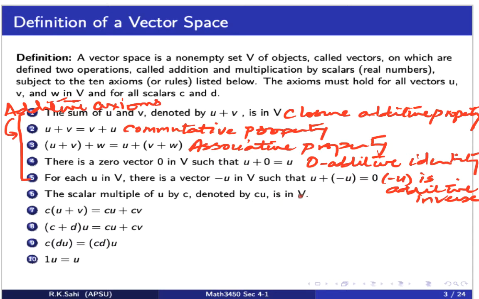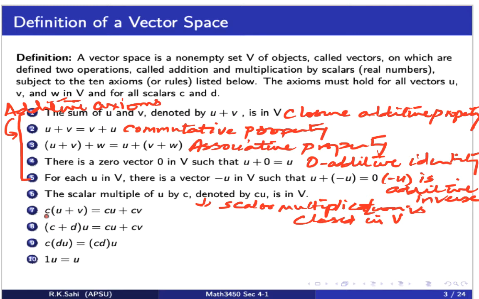If Cu is back in V, then this is what we mean by scalar multiplication being closed. In other words, if you have a scalar multiplied to any vector in the non-empty set capital V, then we say the scalar multiplication is closed in capital V.